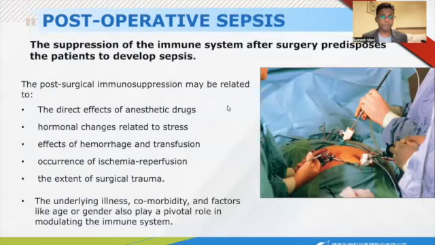And mainly it's because of the direct effect of these anesthetic drugs and hormonal change due to the stress of the surgery to the body, and the hemorrhage and blood transfusions, and also ischemia and perfusion, and the surgical trauma. Some of the surgery really create a lot of trauma because of the cutting and everything. So these are, plus the underlying illness and comorbidity factors like age, gender, previous surgery or previous situations or patient's conditions. This all together put most of the patients in surgical procedure, which can be any surgery, into a situation they can get a sepsis.